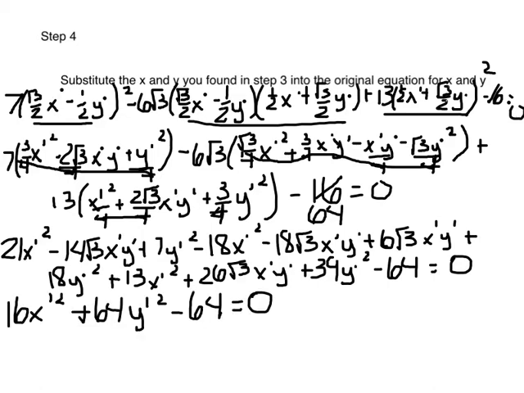Many of our terms canceled out and we were left with 16x prime squared plus 64y prime squared minus 64 equals 0. So I'm going to go ahead and set this equal to 64, which makes this go away. All I did was add 64 to both sides. And then I'm going to divide by 64 because I want standard form.